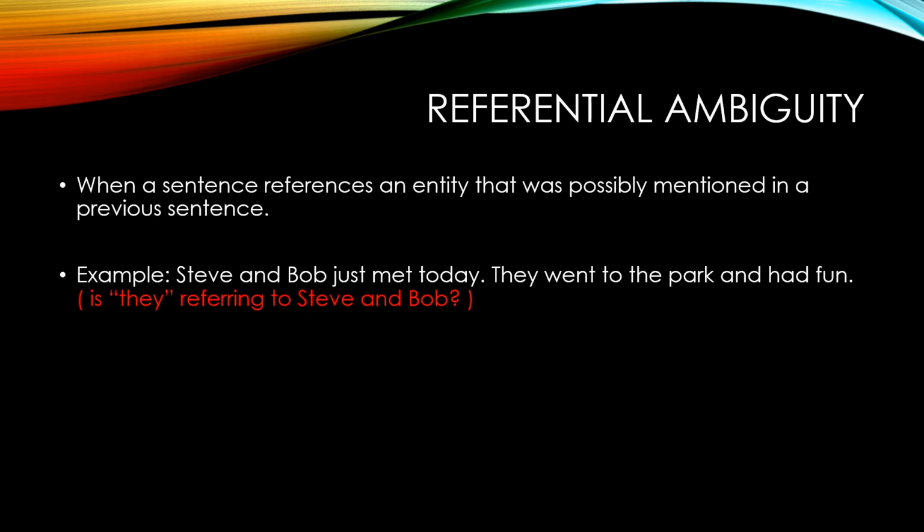Referential ambiguity refers to when a sentence references an entity that was possibly mentioned in a previous sentence or sentences before that. An example is: Steve and Bob just met today. They went to the park and had fun. You can assume they is referring to Steve and Bob, but they could be referring to something two sentences ago.